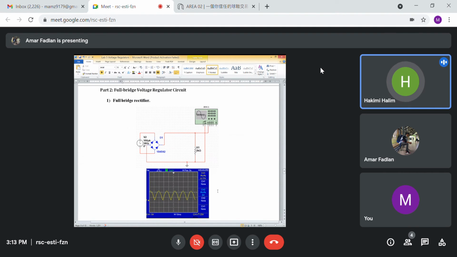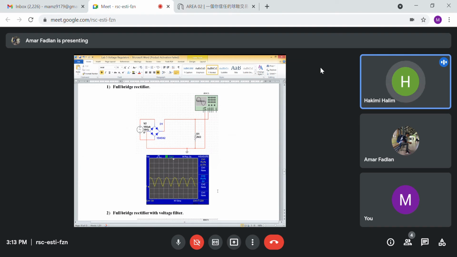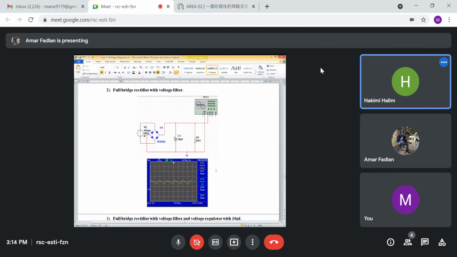This circuit shows us, from the oscilloscope, that we have a full wave rectified voltage, which is all in positive voltage. And then after that we have a full bridge rectifier with filter. What this circuit does is reduce the peak to peak pulses to a small ripple voltage, as you can see from the oscilloscope wave.